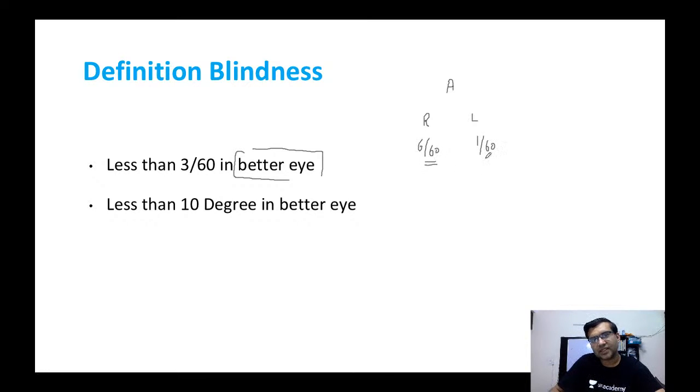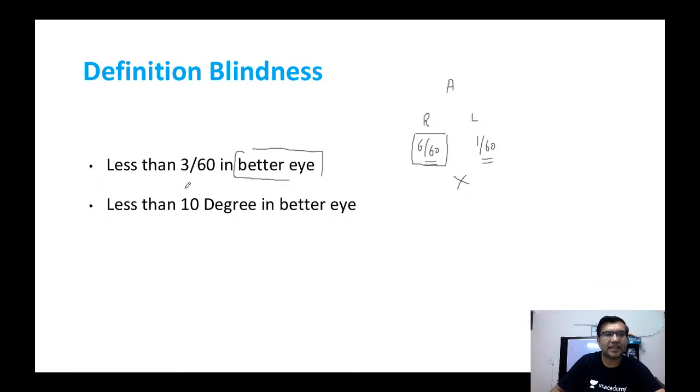My question is, in the right eye the vision is 6/60 and in the left eye the vision is 1/60. So is this patient not of blind vision? So why? Because the better eye is the right eye, and the right eye vision is more than 3/60, so this patient is not a blind patient.